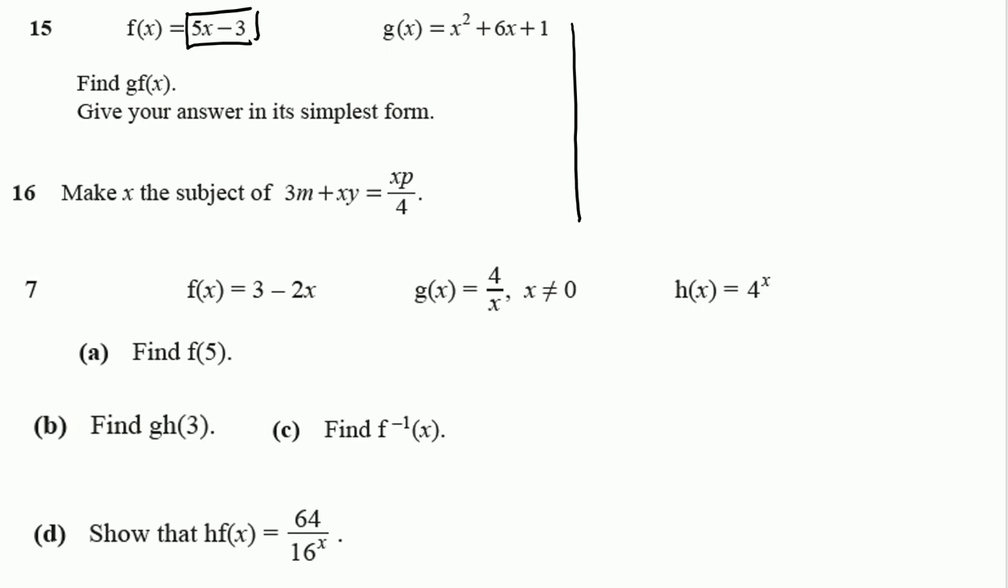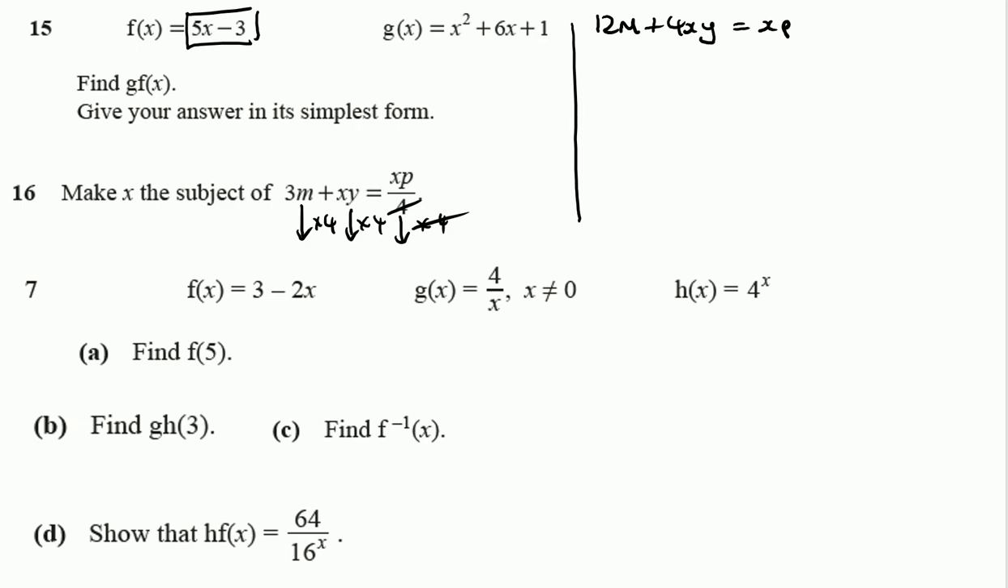The first thing I want to do is eliminate my fraction. So I'm going to take every term and times it by 4, because that will get rid of that divide by 4. I would then end up with 12m plus 4xy equals xp.